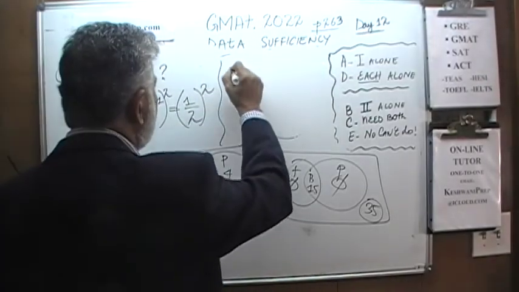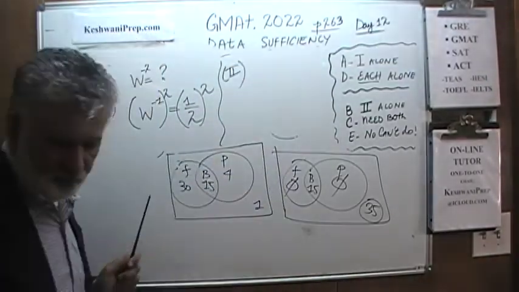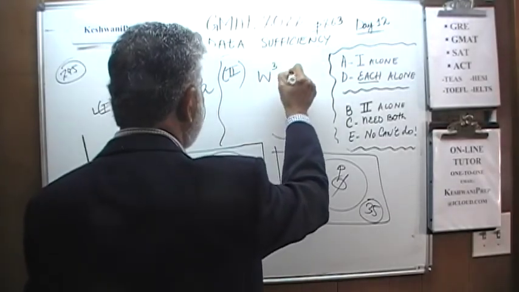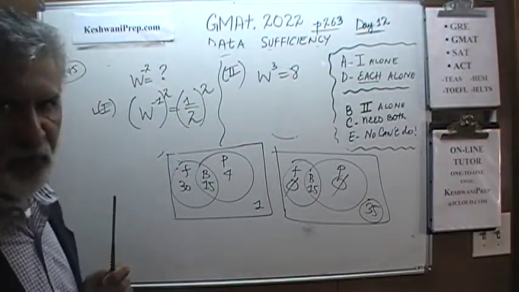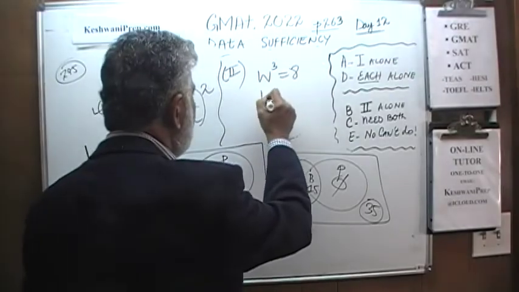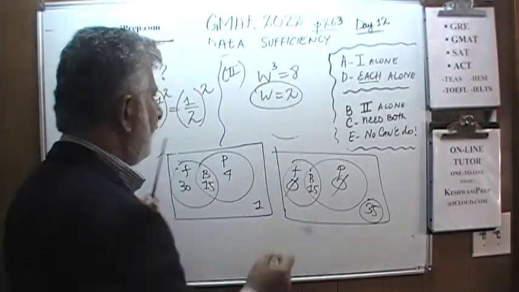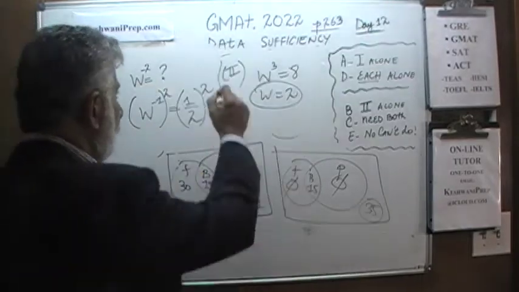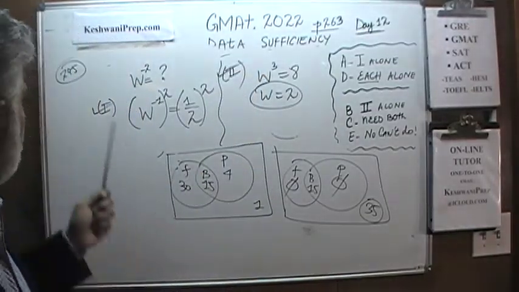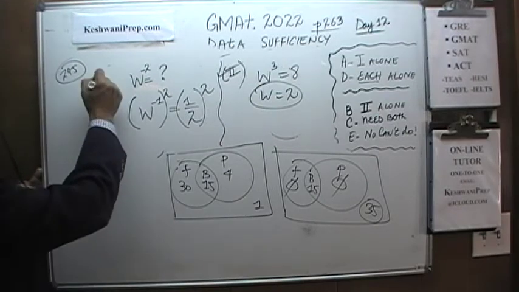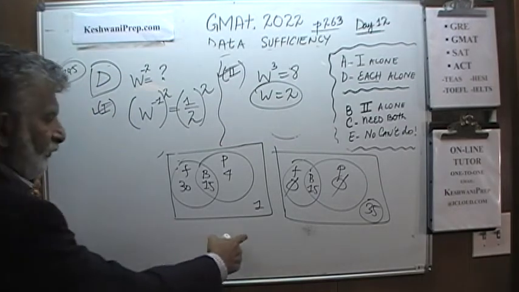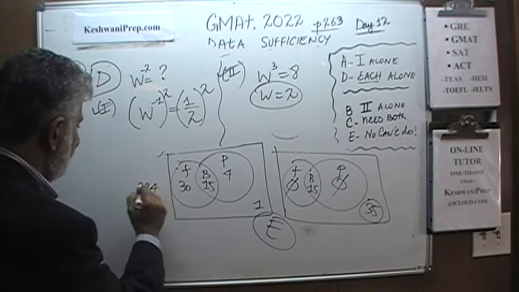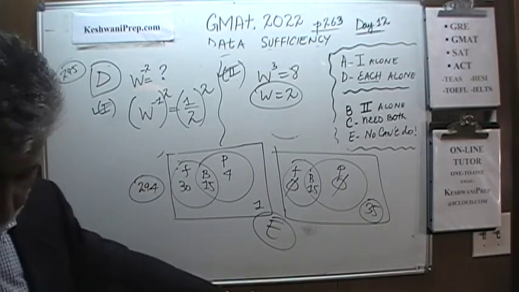Let's look at second statement. Second statement tells us that W cube is equal to 8. If W cube is equal to 8, that means W must be 2. If we know the value of W, we can figure out W raised to negative 2. That statement is also enough by itself. So for number 295, the answer is D. For the previous question, the answer was E. That was number 294. That was the end of that page.